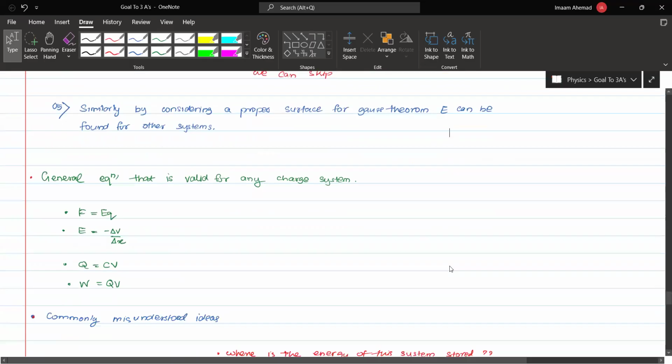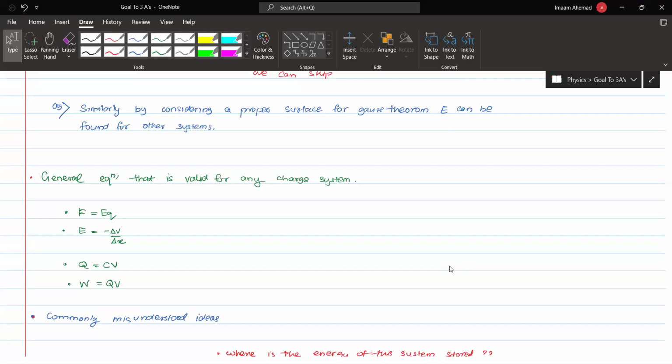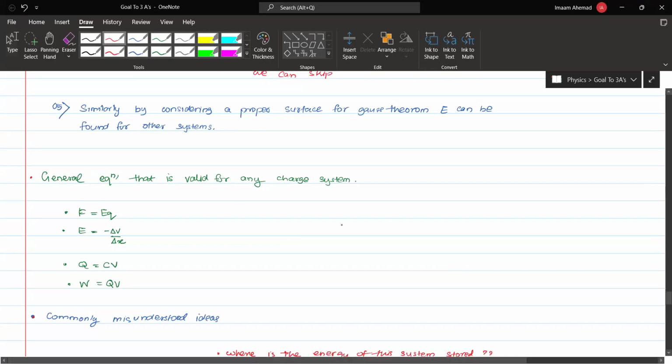Then let's look at some general equations that we can use for any charge system. If it is a point charge, or any other type of system, these equations are valid. Just like in waves and oscillations, velocity is f lambda: any wave will obey this, V is equal to f lambda holds. Just like that, in electric fields we have a few equations that are valid for any system, whether it's a uniform electric field, non-uniform electric field, point charges, whatever.